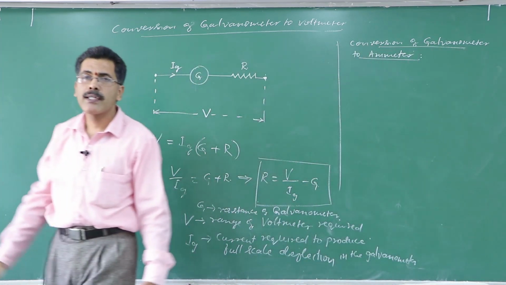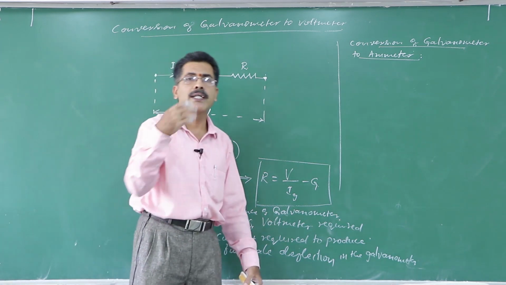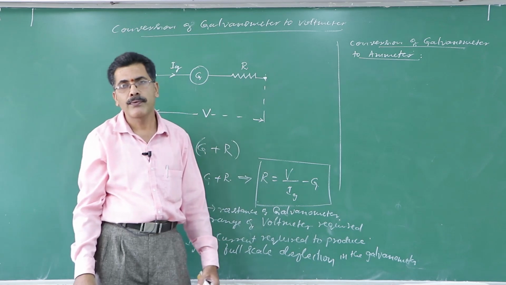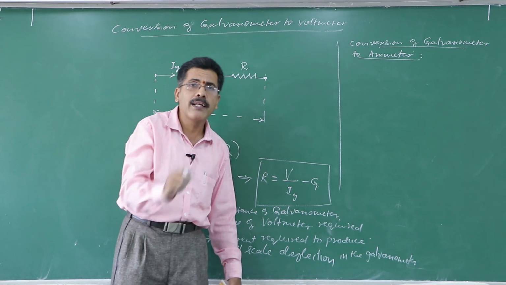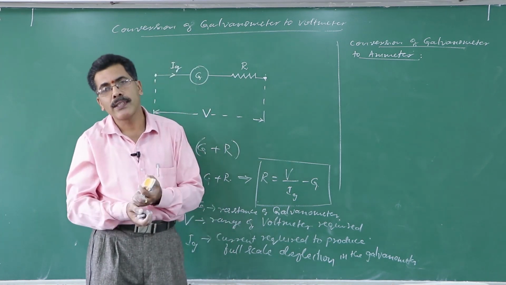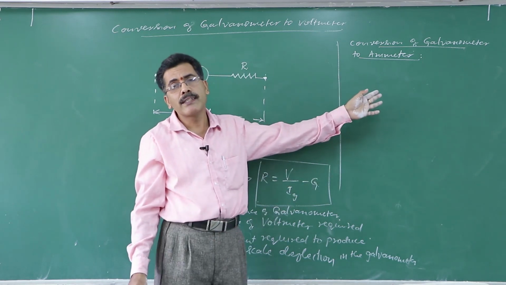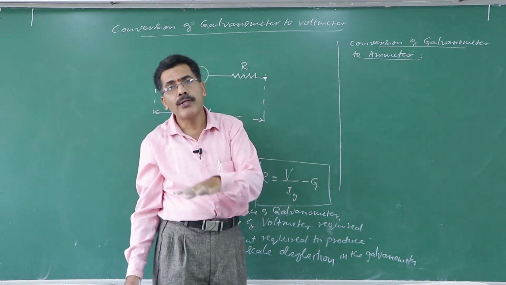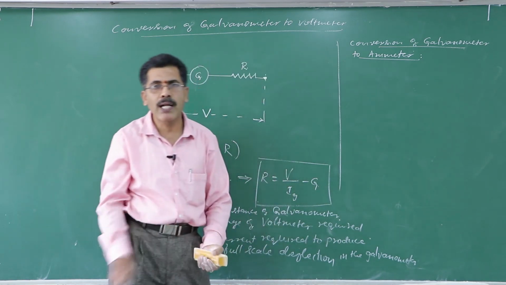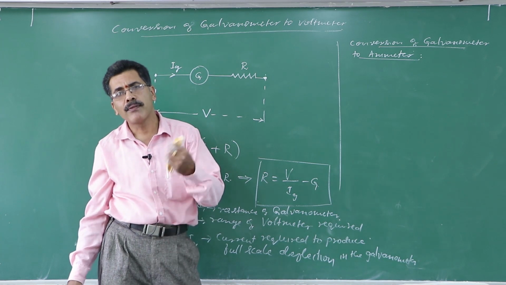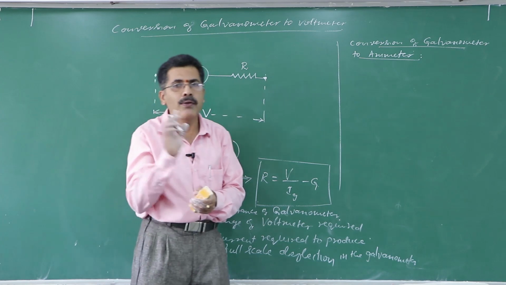What is an ammeter? An ammeter is a device which is used to measure the strength of current flowing in a circuit. An ideal ammeter is one which has zero resistance. Since a galvanometer has an appreciable resistance of 50 to 120 ohm, it cannot be directly used as an ammeter. It cannot be directly used to measure current because it has certain resistance, but for an ideal ammeter, resistance is zero.